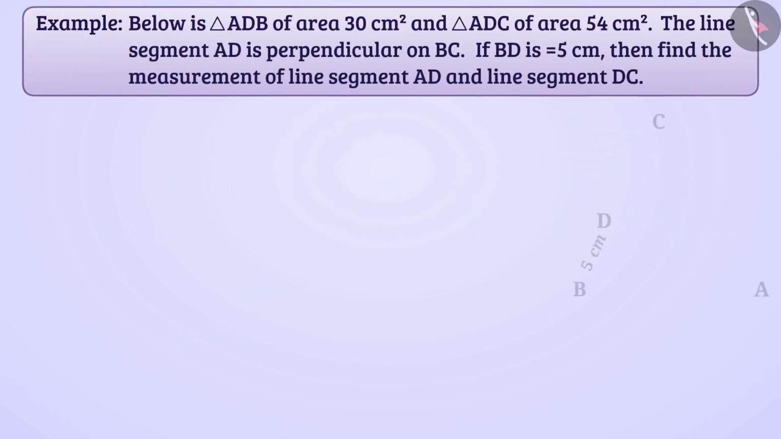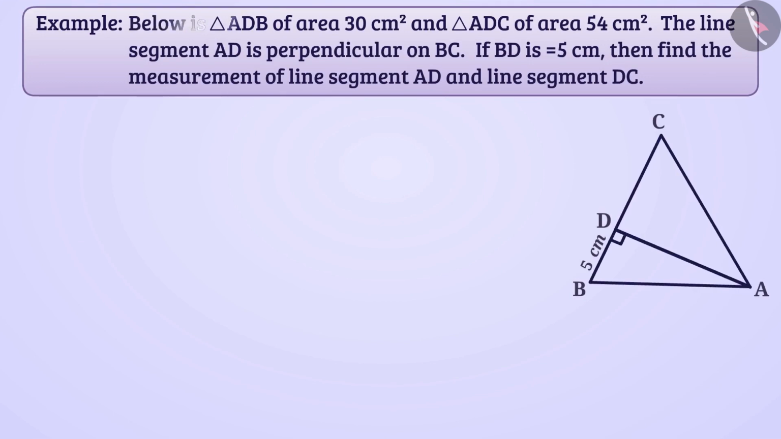Next example. Below is triangle ADB of area 30 square centimeter and triangle ADC of area 54 square centimeter. The line segment AD is perpendicular on BC. If BD is 5 centimeter, then find the measurement of line segment AD and line segment DC. It is given that the area of triangle ADB is 30 square centimeter and the area of triangle ADC is 54 square centimeter. In both these triangles, AD is common.